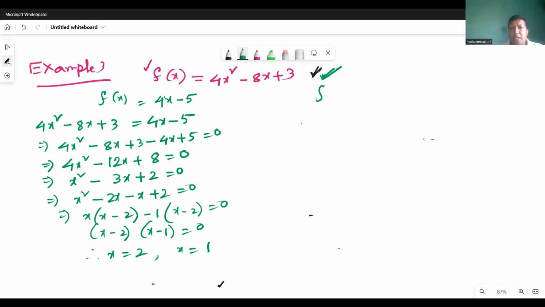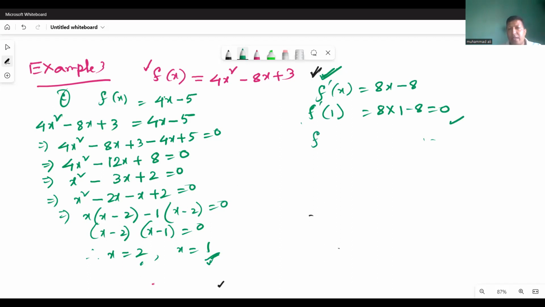If we differentiate f(x), it will be f prime x equals 8x minus 8. So when x equals 1, what is the gradient? Now we put in 1: f prime 1 equals 8 into 1 minus 8, that means 0. That means when x equals 1, the gradient is 0. Now when x equals 2, what is the gradient? Here f prime 2 equals 8 into 2 minus 8, 16 minus 8, it will be 8. So this is the answer. Where x equals 1, the gradient is 0. When x equals 2, the gradient is 8.